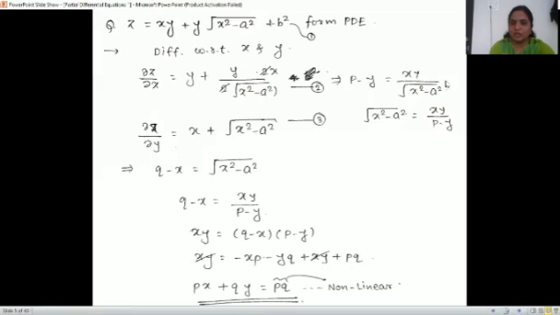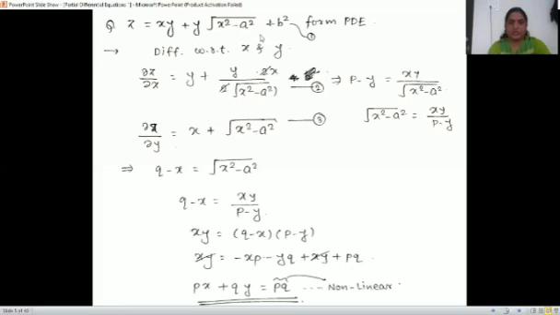From the first equation, we have calculated root x square minus a square. That is nothing but xy upon p minus y. So solving this, we get xy is q minus x into p minus y. So xy is equal to pq minus px minus yq plus xy. The xy on both sides get cancelled, and what remains is the PDE. We have to check whether it is linear or non-linear. So what we get is px plus qy is equal to pq. Then they are saying it is non-linear.